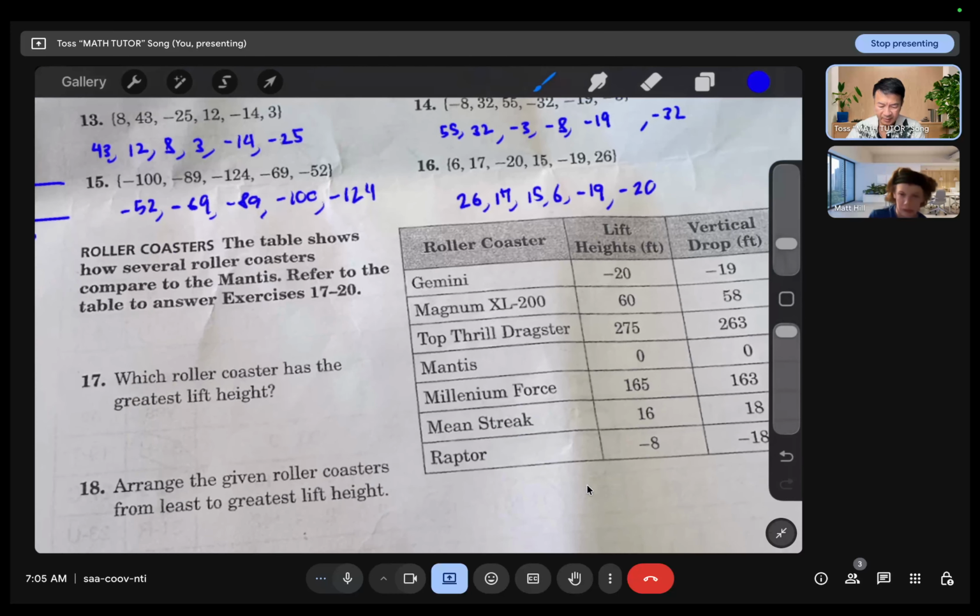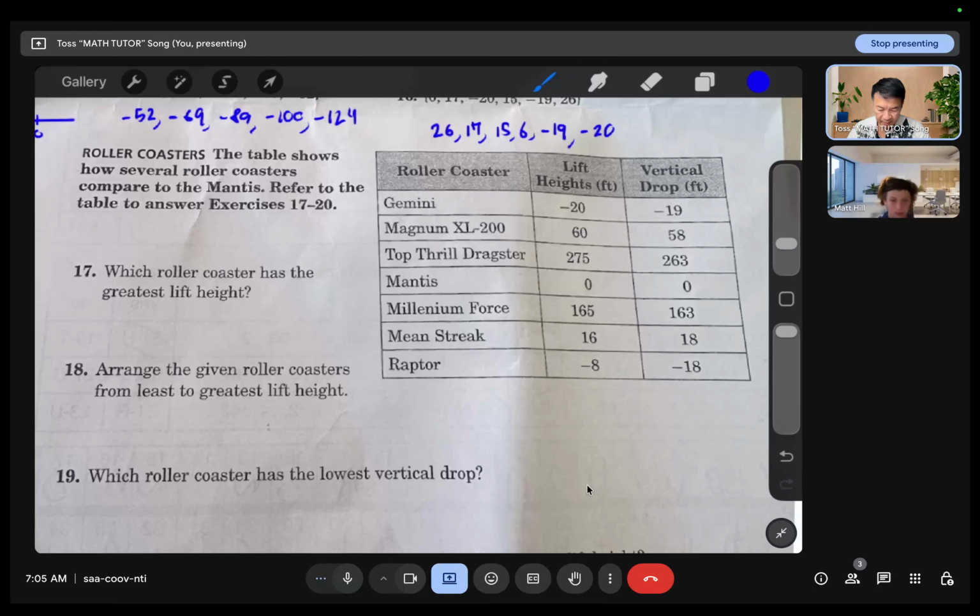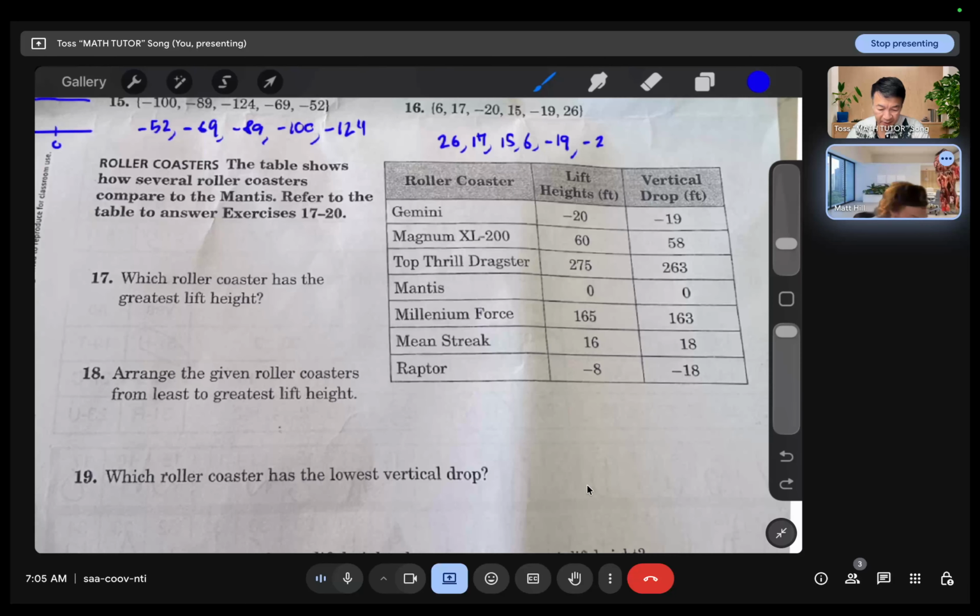Okay, now interpreting verbal sentences or verbal phrases or algebraic expressions. Let's have a look. What do you think? Based off the table, we could just look at the table, okay? So which roller coaster has the greatest lift height? What do you think?